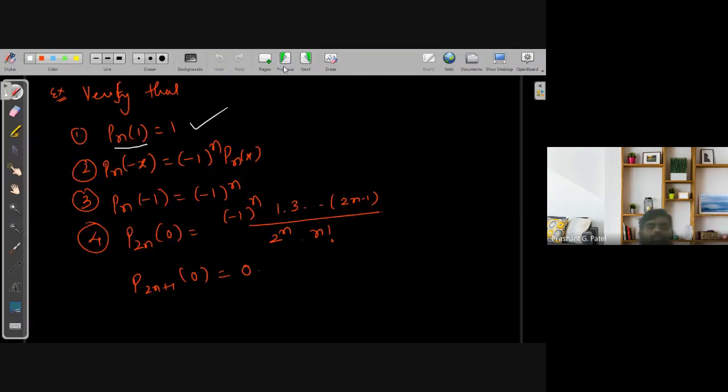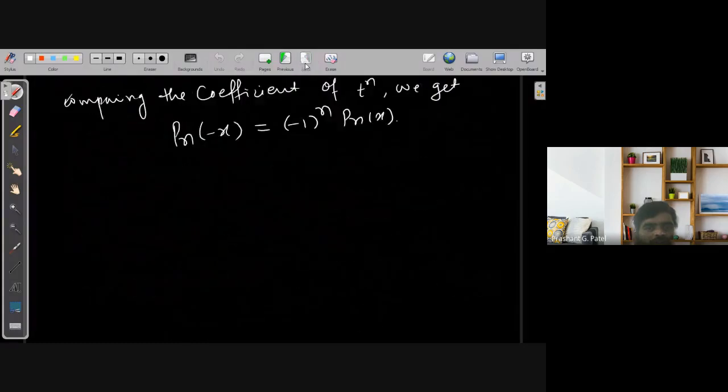Now the next thing we have to prove is the third thing, that is Pn of minus 1 is minus 1 raised to n. Can somebody prove from this one, this quantity? So here you just replace x is equal to 1 in this. If I put x is equal to 1, this is Pn of minus 1, minus 1 raised to n, Pn of 1. Pn of 1 is 1. So this third is obvious from this.